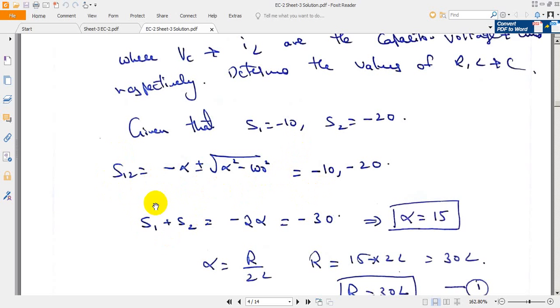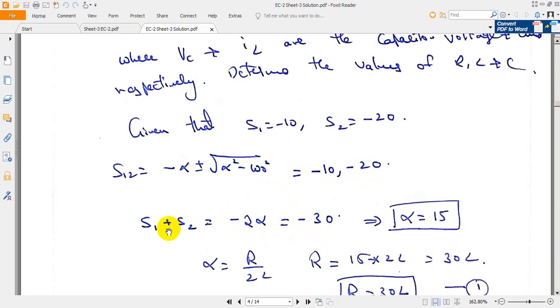If you add these two roots S1 and S2, the negative and positive terms both get cancelled. The remaining parameter will be minus 2 alpha: minus alpha plus square root of alpha square minus omega naught square, plus minus alpha minus square root of alpha square minus omega naught square. The square root parameter gets eliminated, only minus 2 alpha will exist, which is equal to minus 30.